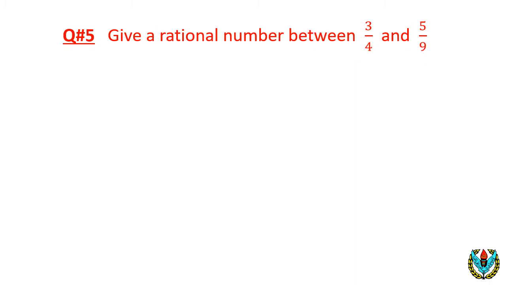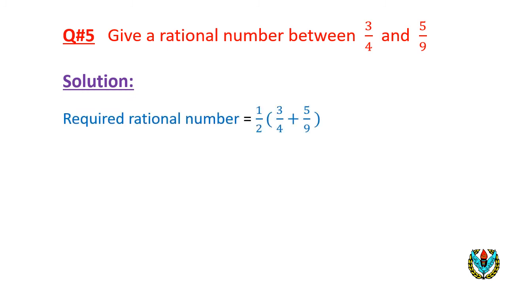Question number 5. Give a rational number between 3 by 4 and 5 by 9. Its solution is, dear students, the required rational number is half of the sum of 3 by 4 and 5 by 9. By taking the LCM, and after solving, we have 47 by 72 as the answer.